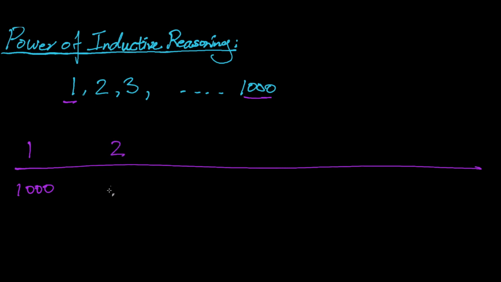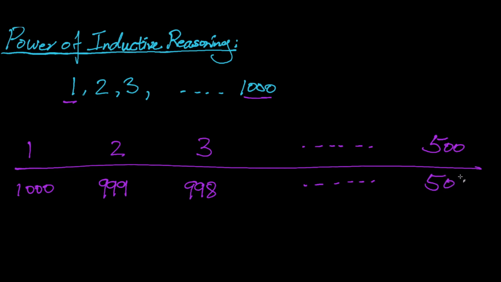Second value is 2. The second to last value is 999. Third value is 3. The third to the last value is 998, and so on. We keep going all the way down to 500 and 501. Yes, and you can double check to make sure. So let's undo that. Let's make these lines a little bit nicer.